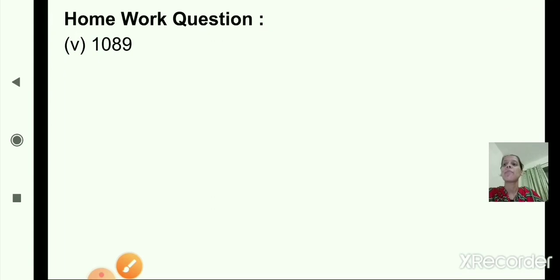Now this is for homework. This one sum from this practice set you will do on your own in your classwork, and all the rest of the sums also you will solve. Okay, that also you will do on your own. So this is for homework. Write down this question. This is the fifth sum from practice set 30, 1089, 1089. So this you will do in your classwork.